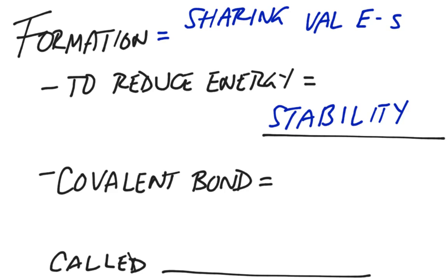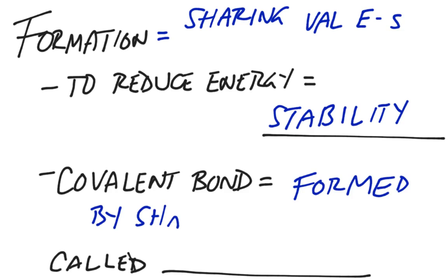A covalent bond, therefore, is the sharing of valence electrons. It's the coming together of outsides. So a covalent bond would be formed by the sharing of electrons. And again, this is for stability purposes. And again, we still want to get to 8. So when we're talking about sharing valence electrons, we're talking about sharing to get to 8 rather than giving or receiving to get to 8.